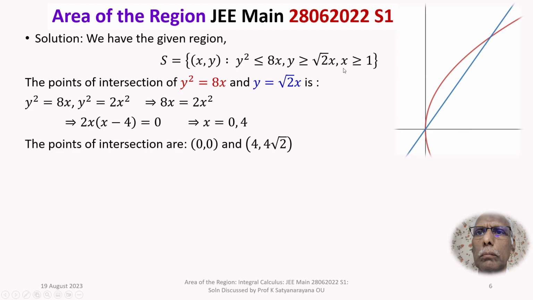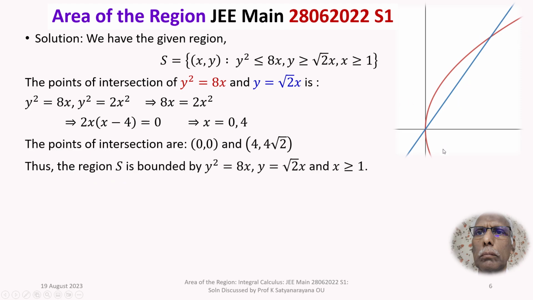And it is further given x greater than or equal to 1. That means you take the line x is equal to 1 and take the portion to the right of the straight line x is equal to 1. X is equal to 1 will be here and right of that. The common portion is the region S. Thus, the region S is bounded by y square is equal to 8x, that is the parabola, y is equal to root 2x, that is a straight line, and x greater than or equal to 1. X greater than or equal to 1 means you have to take that portion which lies to the right of the straight line x is equal to 1.